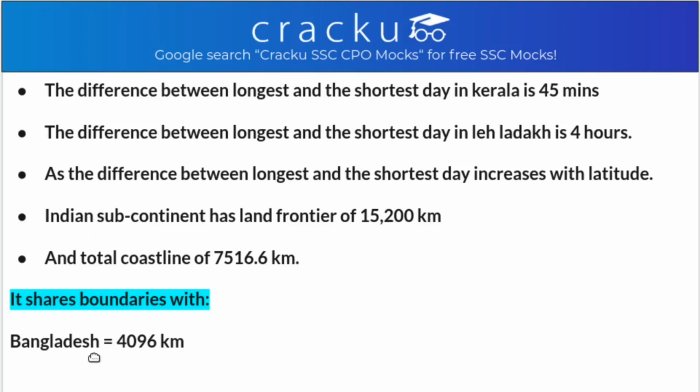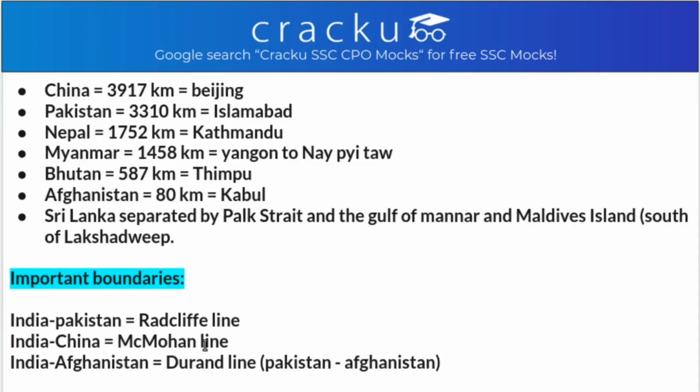First we have Bangladesh, and with it we share 4,096 km of our boundary, and the capital of Bangladesh is Dhaka. Next comes China. With China, we share 3,917 km and the capital of China is Beijing. With Pakistan, we share 3,310 kilometers of our boundary and the capital of Pakistan is Islamabad. With Nepal, we share 1,752 km of our boundary and the capital of Nepal is Kathmandu.